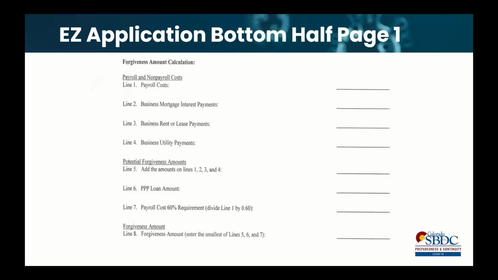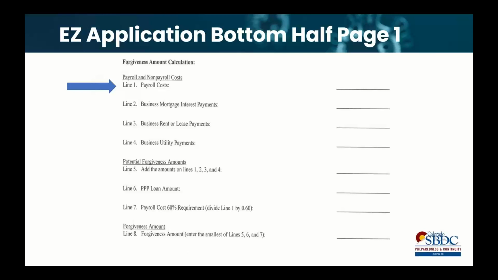Well, we finally arrived at the actual calculations. There are only 8 lines in the form, and we will look at them one by one. Line 1, payroll cost. This is where you will enter the total payroll cost that the business paid or incurred during the covered period, or alternative covered period if you are using one.